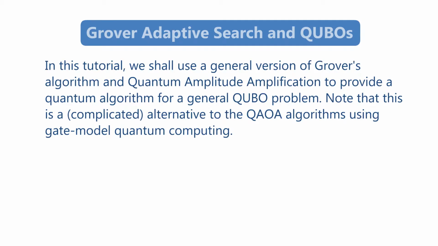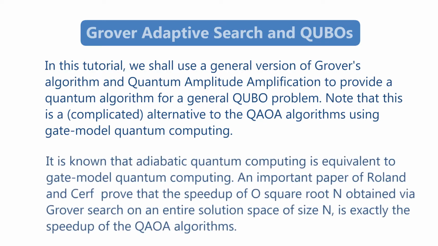In this tutorial, we shall use a general version of Grover's algorithm and quantum amplitude amplification to provide a quantum algorithm for a general QUBO problem. Note that this is a complicated alternative to the QAOA algorithms using gate model quantum computing. It is known that adiabatic quantum computing is equivalent to gate model quantum computing.